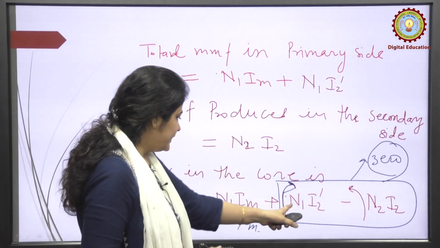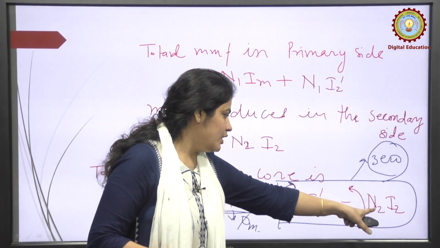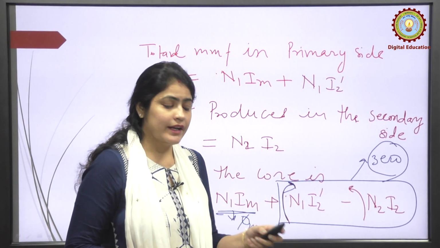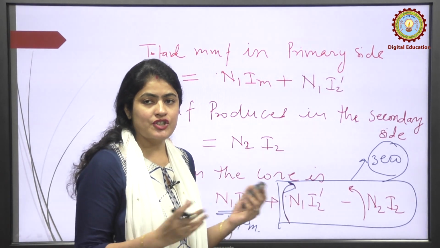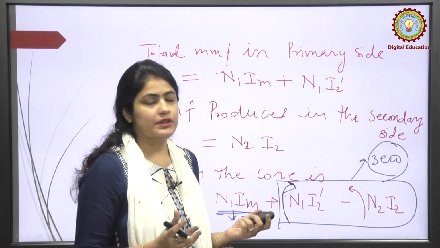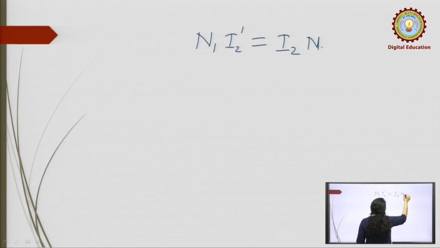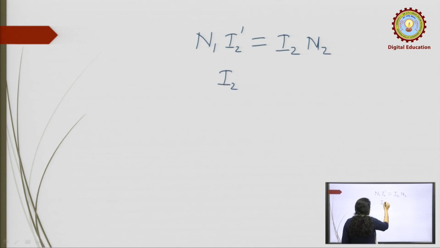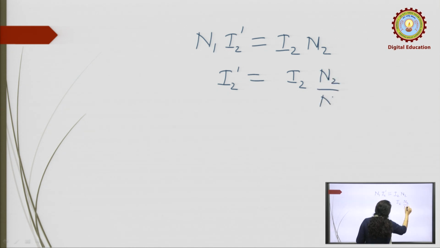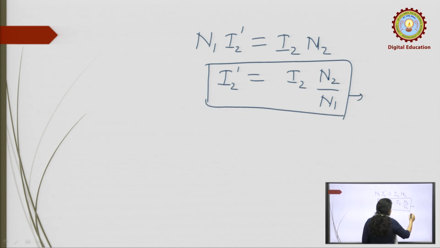So N1 I2 dash must be equal to N2 I2, and the direction of this MMF will be opposite. So that must be satisfied: N1 I2 dash is equal to I2 N2. That means I2 dash is equal to I2 N2 by N1. Okay, this is the loading effect, or you can say this is the loading component.